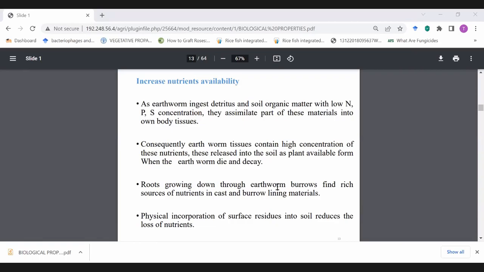available. Roots growing down through earthworm burrows find a rich source of nutrition in the burrow lining materials. And surface residues taken into the soil reduce the loss of the nutrition. These are the increased nutrition availability. Next slide.